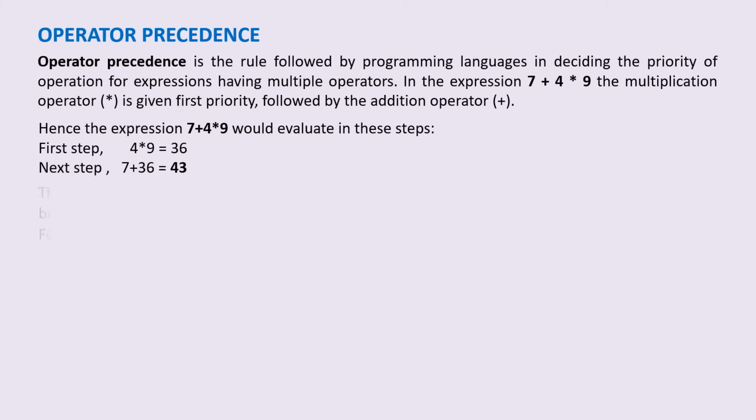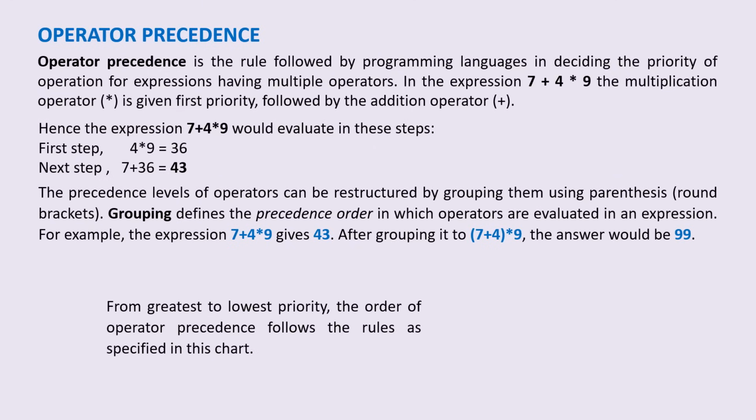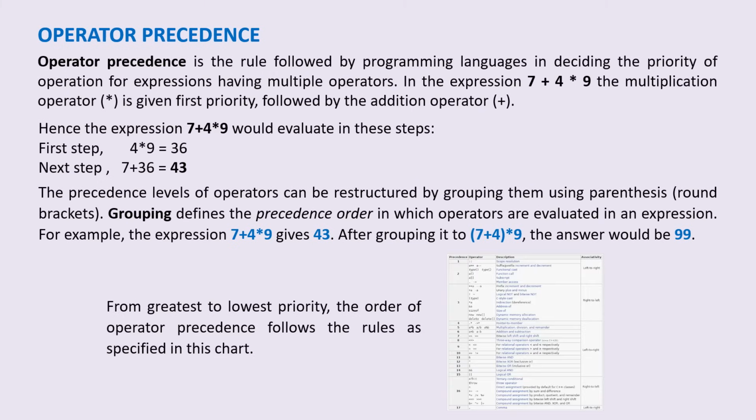The precedence levels of operators can be restructured by grouping them using parenthesis or the round brackets. Grouping defines the precedence order in which operators are evaluated within an expression. For example, the expression 7 plus 4 asterisk 9 gives 43. After grouping it to (7 plus 4) asterisk 9, the answer would be 99. From greatest to lowest priority, the order of operator precedence follows the rules as specified in this chart. You can take a closer look at it.